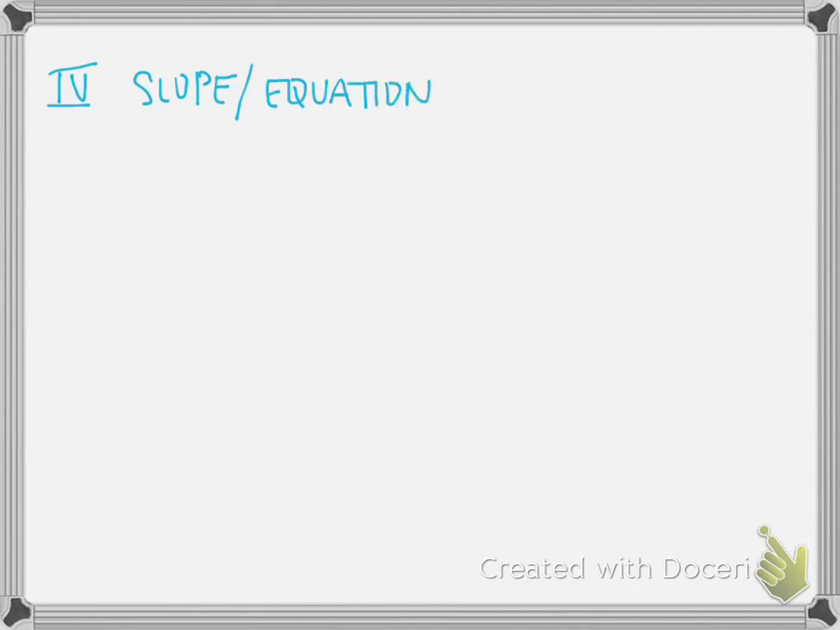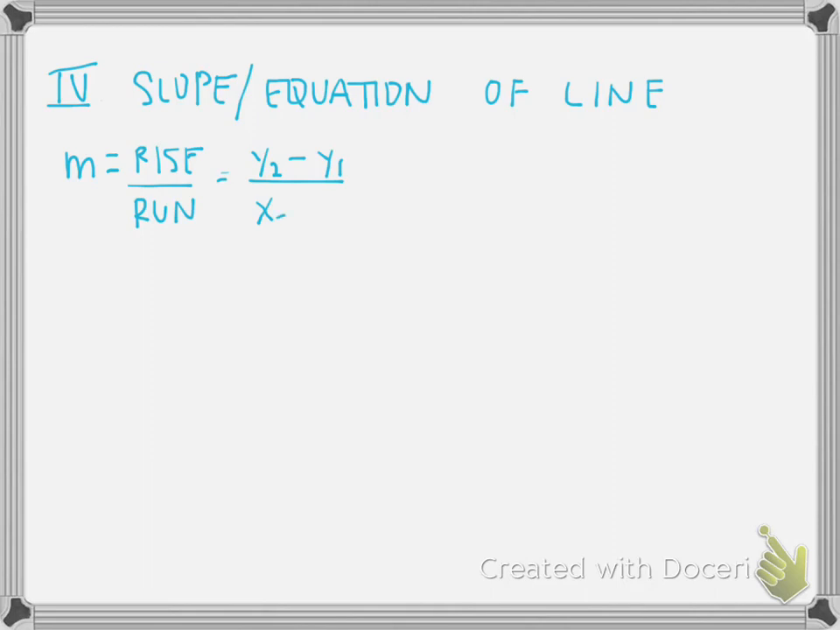Okay, so slope and equation of lines. So remember your slope formula. Your graph is your rise over your run. It's the change in the y values over the change in your x values. So y2 minus y1 all over x2 minus x1.